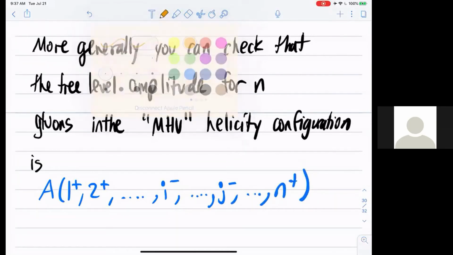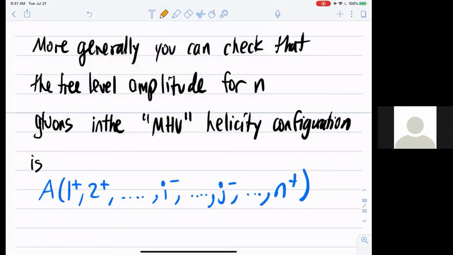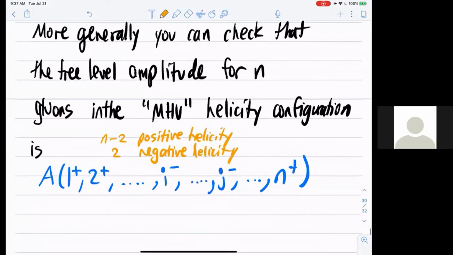So the word MHV stands for maximally helicity violating, and that's a configuration where you have N minus 2 positive helicity gluons and 2 negative helicity gluons. And it's particularly simple to solve the recursion for this class of amplitudes, because you can easily check that it's closed. It's a subclass that's closed under the recursion. Basically, each possible non-trivial factorization only involves adding an additional three-point amplitude to an n minus one-point amplitude. So you can just solve this, the n particle amplitude, in one go.